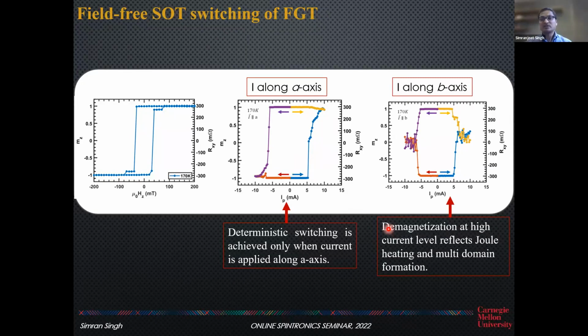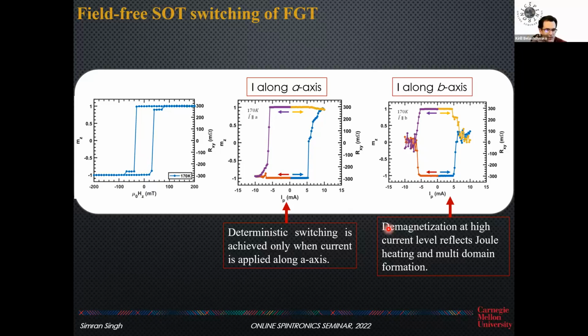That's also because of a technical issue: it's very hard to get flakes of FGT, and very hard to manipulate them. So most of the time, we never paid attention to the crystallographic orientation of FGT in our samples so far.